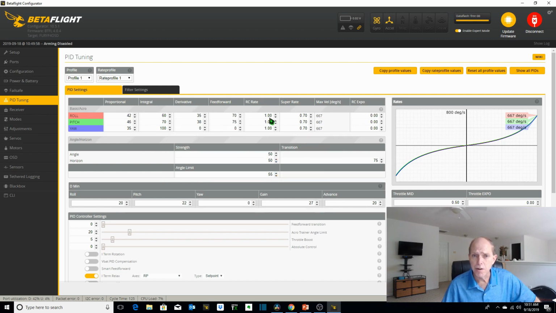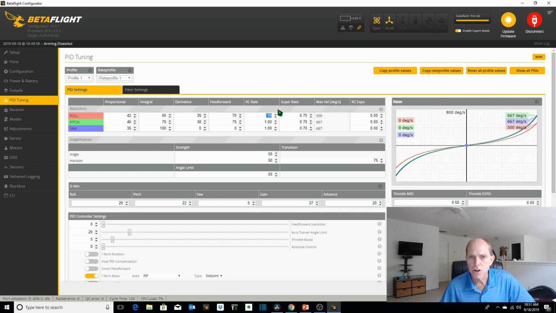To change these numbers, you can either use these up and down arrows or simply highlight it and type in whatever number you would like and hit enter. As you change these numbers, RC rate, super rate, and RC expo, it will change these curves over here. You have one curve for each one of the axes, roll, pitch, and yaw, color-coded. Red is roll, green is pitch, and blue is yaw.